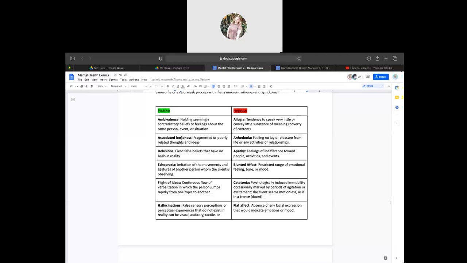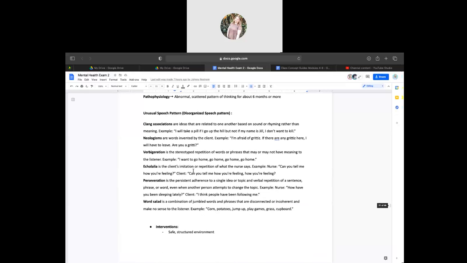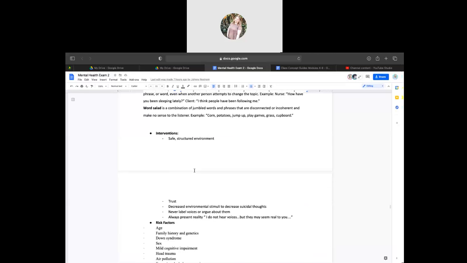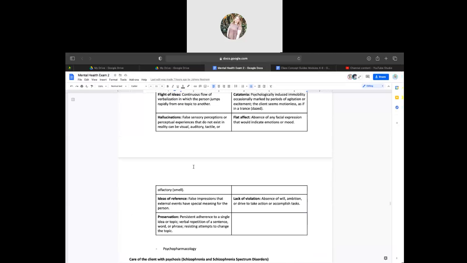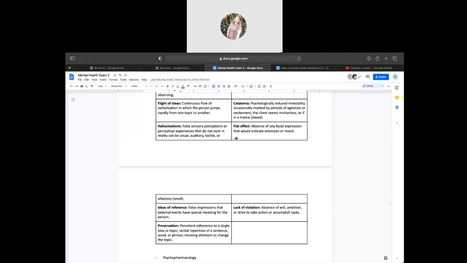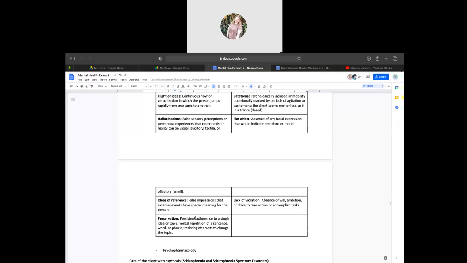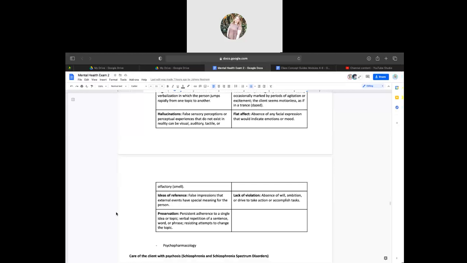And one thing I want to talk about is flight of ideas and then circumstantiality. So circumstantiality is when they start talking like blah, blah, blah, blah, blah. But that's going to stem from that flight of ideas. Hallucinations, those are false sensory perceptions. Ideas of reference, false impressions that external events have special meaning to the person. Maybe it's like 9/11, that they have a meeting that they were called to do 9/11. I don't know. But that's a thing.